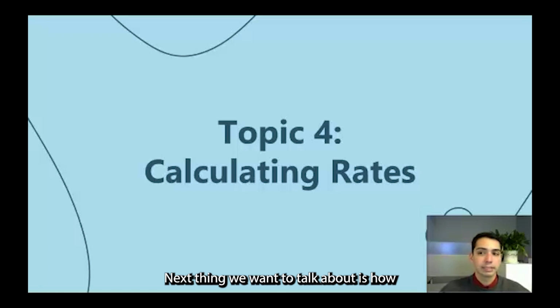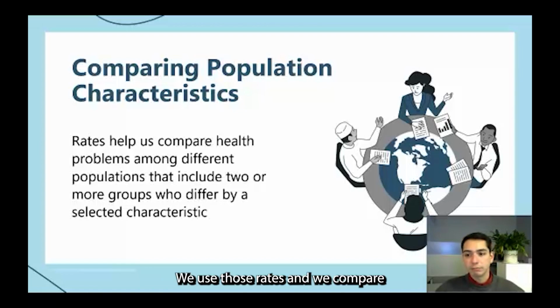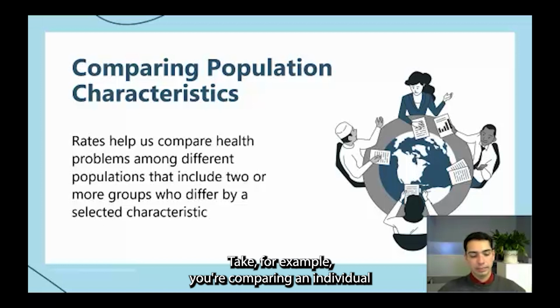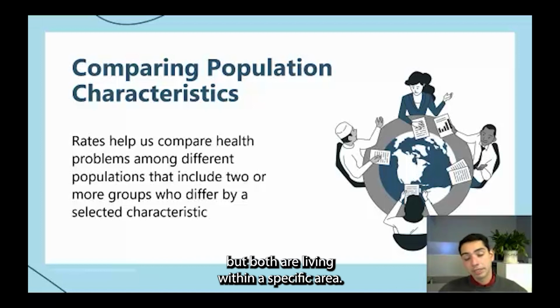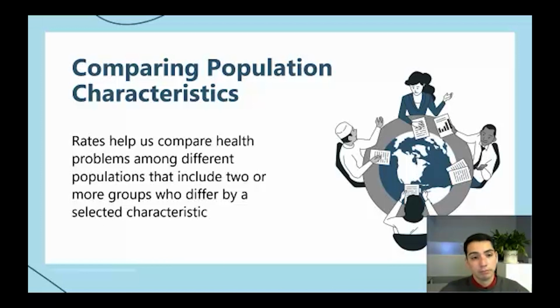Next thing we want to talk about is how some of those rates are collected. We use those rates and we compare individuals, say, that have a specific characteristic within a specific population. Take, for example, you're comparing an individual who ate at a restaurant versus someone who did not eat at a restaurant, but both are living within a specific area. And did one get a foodborne illness and one didn't? Maybe in that case we could track a foodborne illness back to that specific restaurant.